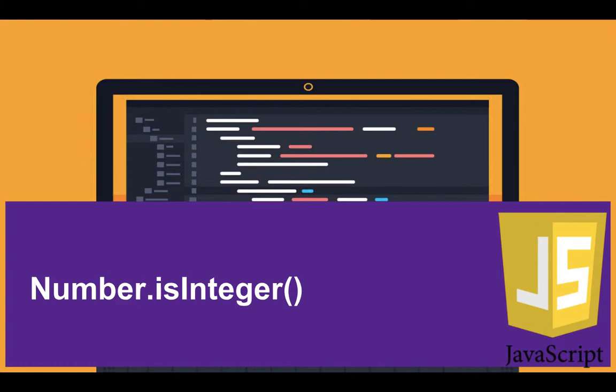You're calling about is integer. It returns an integer, as you know by now. You need to pass a method, and it determines whether that is an integer or not.